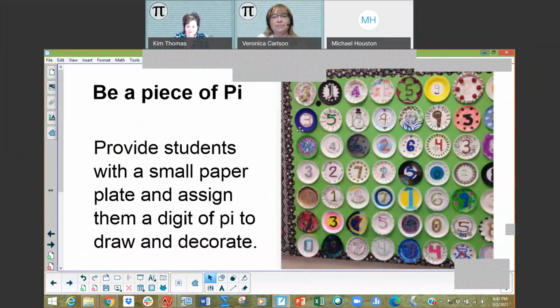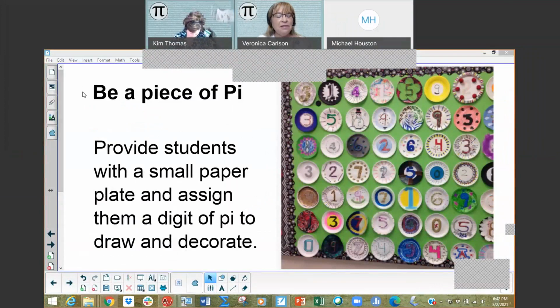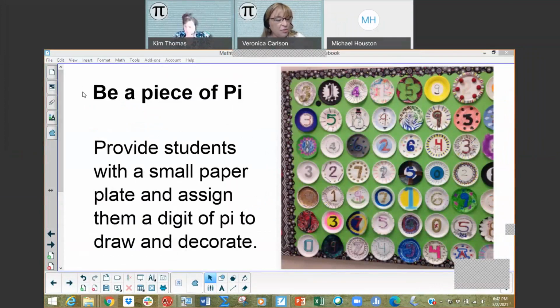Pythagoras. Okay. Piece of pie. One thing that I like is to try to incorporate all of my students in math. There's not always a lot of, I'll say, artwork opportunities, and so I'd like my students to all be a piece of pie.